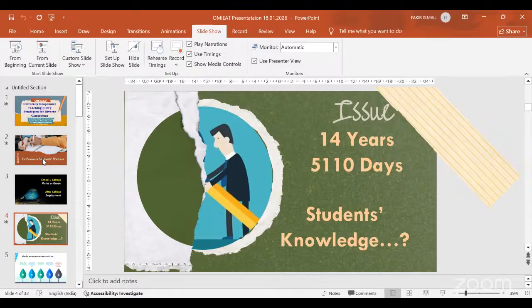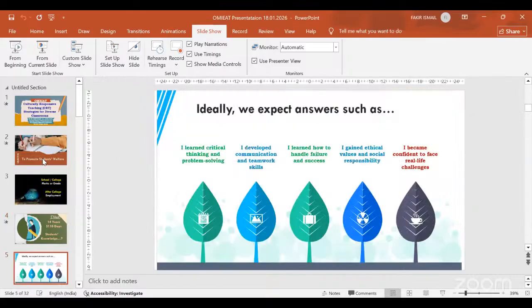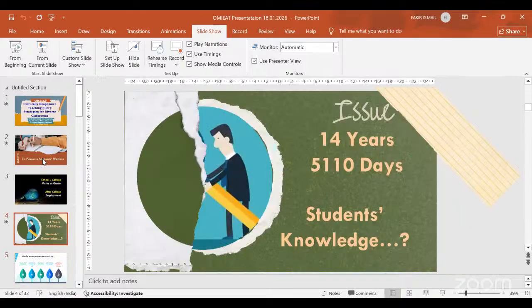What is the core issue? A student spends more than 14 years of life, from pre-KG, LKG, UKG, and first standard to 10th standard, plus 1, plus 2, focused almost entirely on studying, attending classes, writing examinations, completing assignments, and preparing for the future. Now, let us pause and reflect. Ideally, we expect answers. If we invite any student or graduate to speak for one full hour on this question, what have you truly learned from the past 14 years of education?